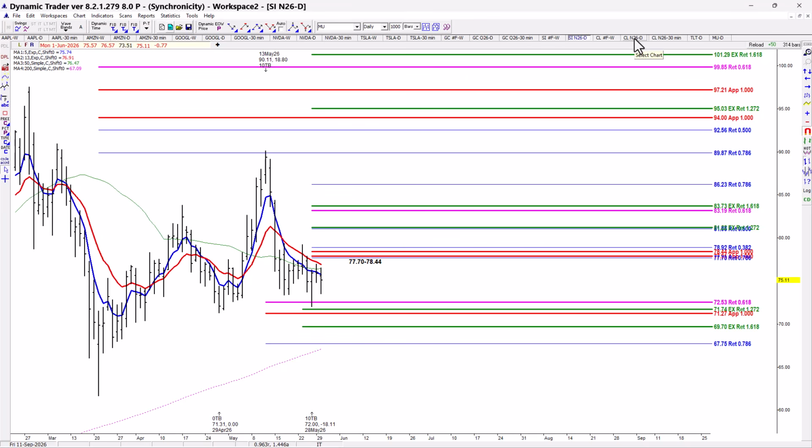So be patient. No need to force any trades. We have plenty of other trades when some of the markets are just not setting up, but these are good.